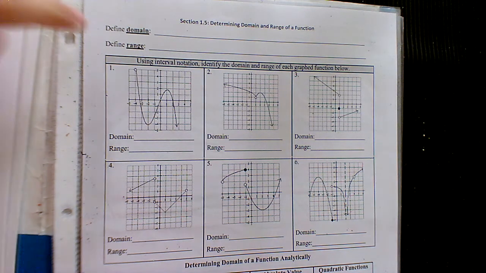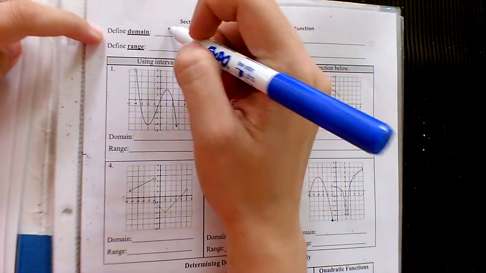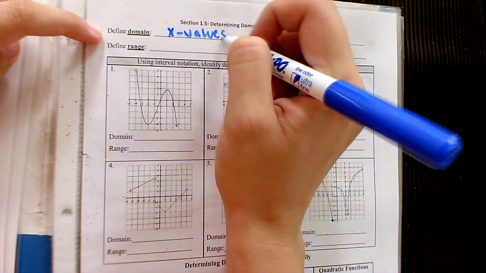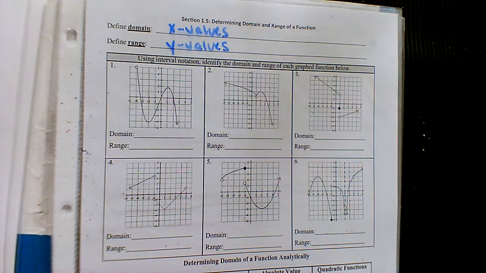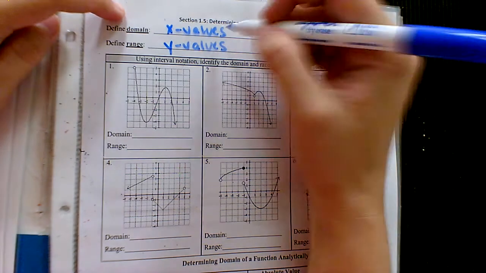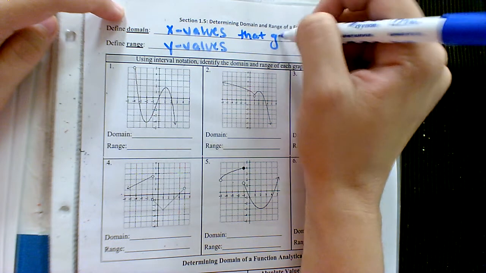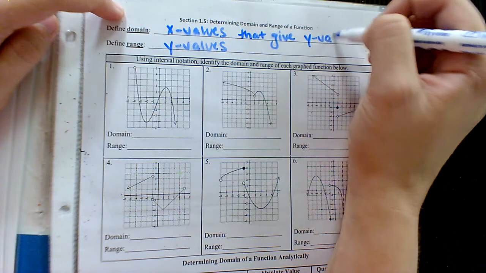We've already defined domain and range this year. We said domain represented x values and range represented y values. But we're going to make that a little bit more specific. That's a very generic definition, some way to help you remember the difference, but it's a little bit deeper than that. So domain are x values, that's true, but they're x values that result in a y value. If you plug in an x, you would get out a y. So x values that give y values.